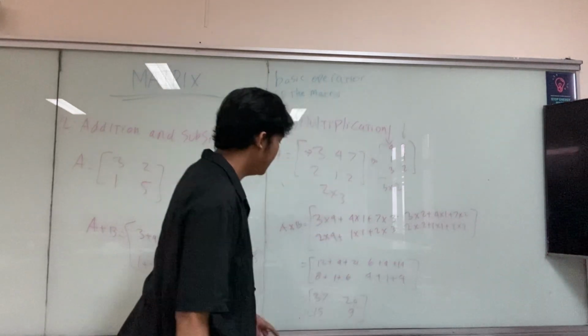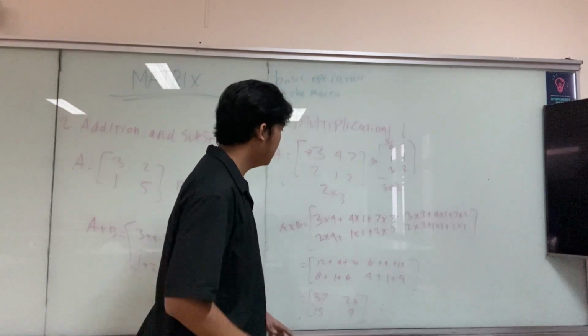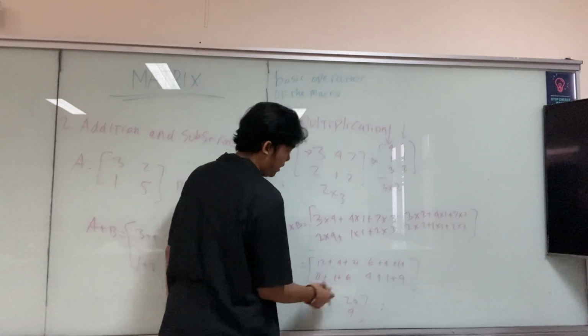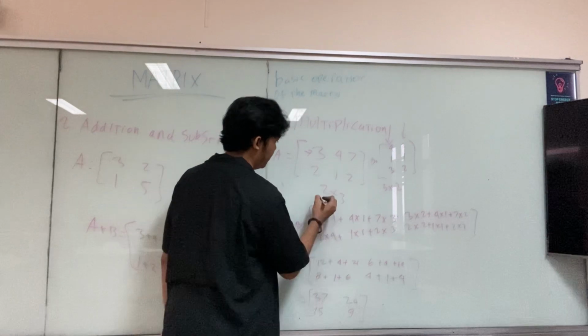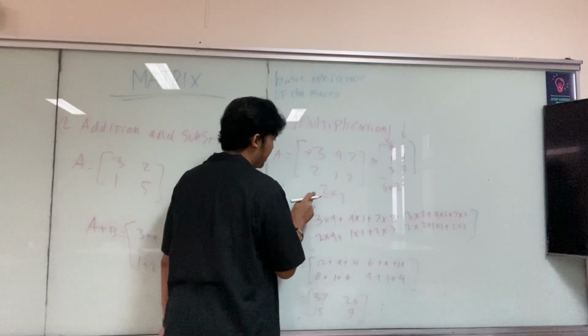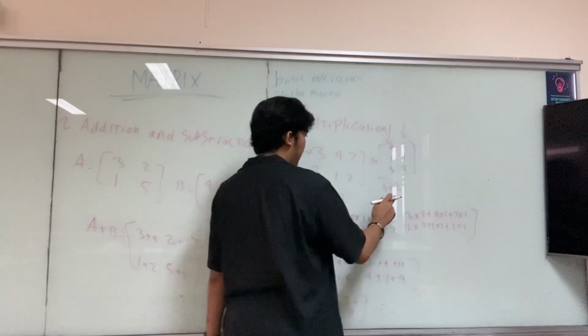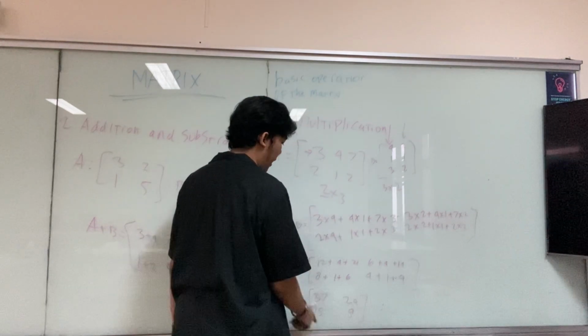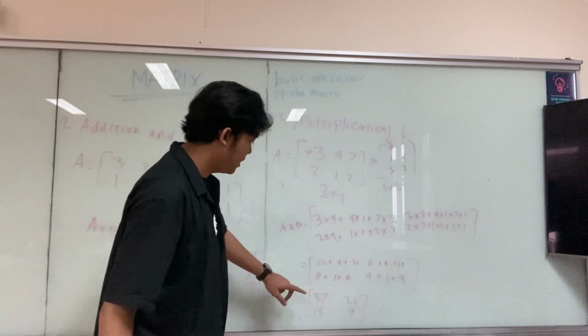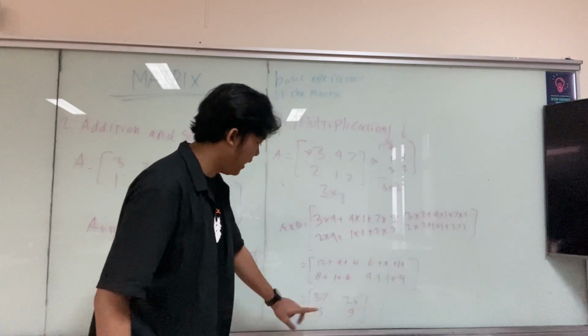So the final answer is 2 times 2. So you get the final matrix looking at the first row and then the second column. So it will be 2 times 2. So the final answer is 37, 24, 15, and 9.